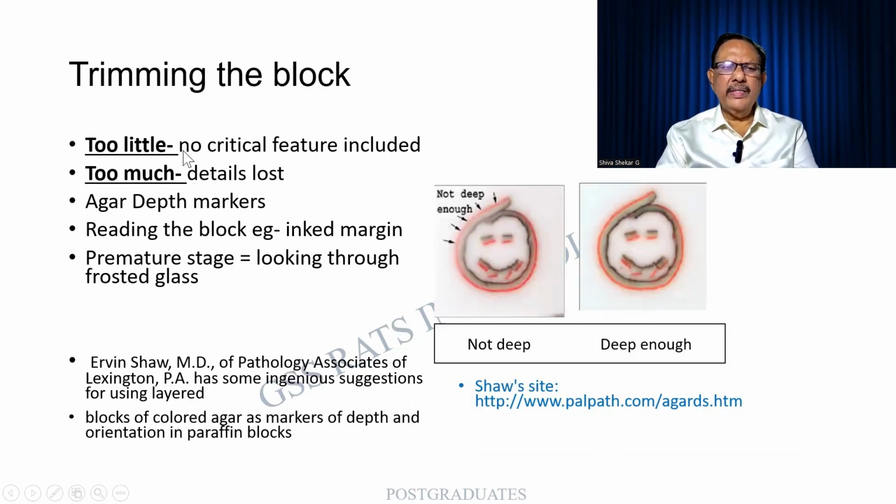Trimming the block. As I said, if you trim too little, you find that there will be no critical feature. And if too much is trimmed, all the details can be lost. So there has to be a margin. Look, in this case both of them look almost similar, but the margin is quite deep within the eyes, whereas here it is well brought out. So it is ideal. These are the references. I would like you people to kindly go to them.